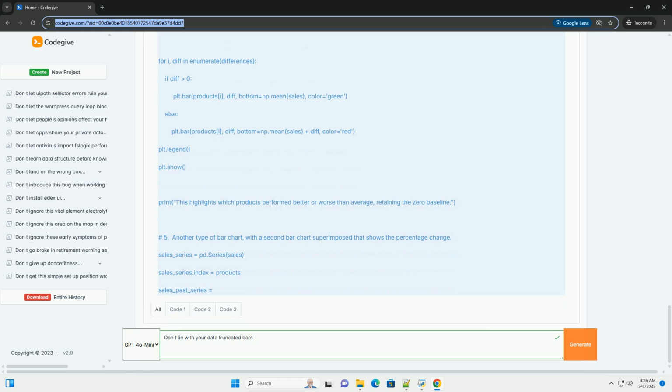Distorted proportions: the lengths of the bars no longer directly correspond to the actual proportions of the data they represent. Because the starting point isn't 0, the visual ratio between bars is skewed. Manipulation of perception: truncated charts are often used intentionally to make a particular point seem more significant than it actually is. This is a common tactic in marketing, politics, and other fields where influencing opinion is a primary goal.